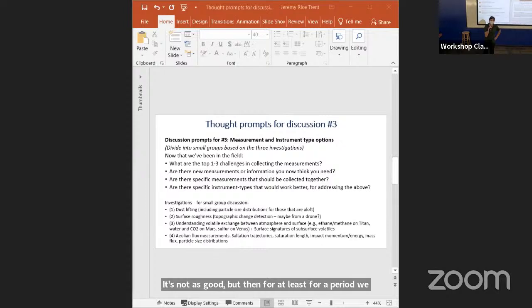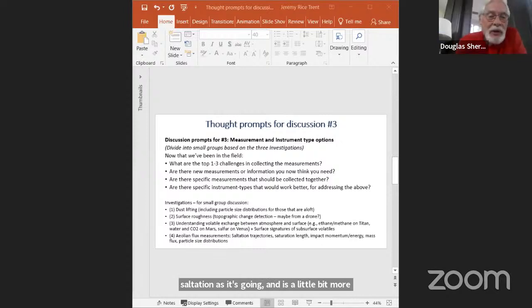We can calibrate between them. And then whenever we lose the better measurement, we still have the camera, because that's what I'm familiar with, but something that is less likely to be destroyed by the saltation and is a little bit more remote. That's a great concern, Serena.